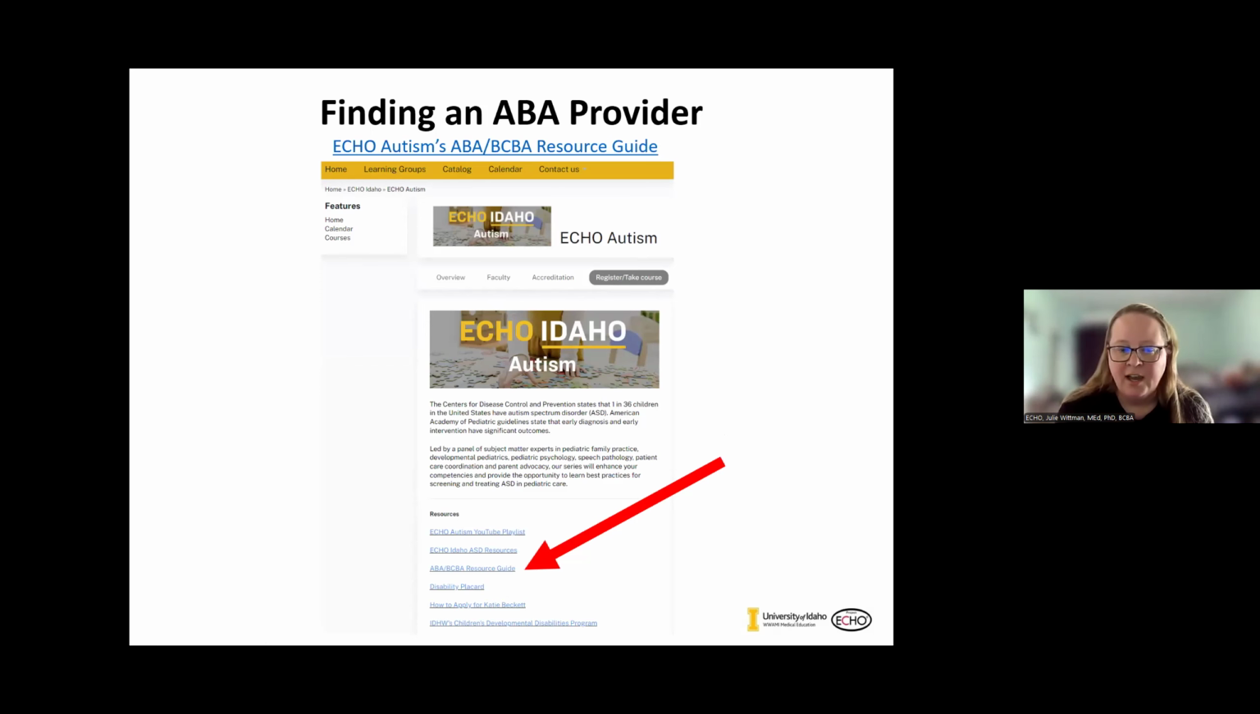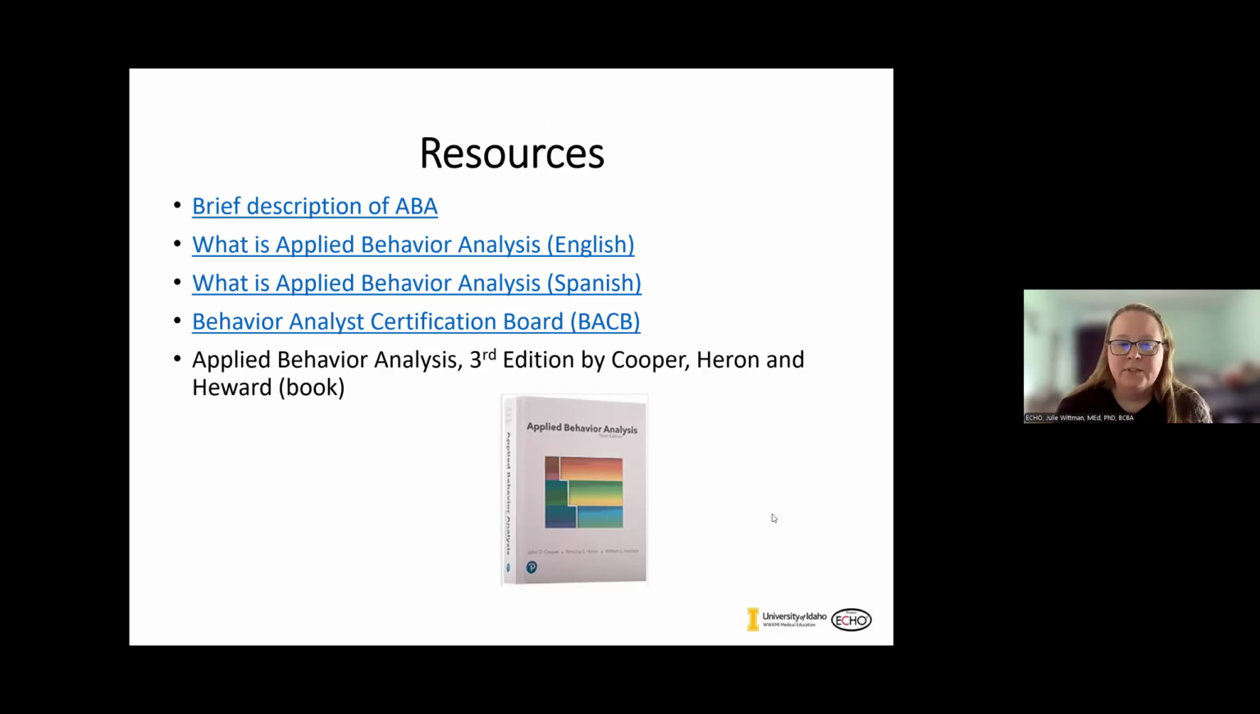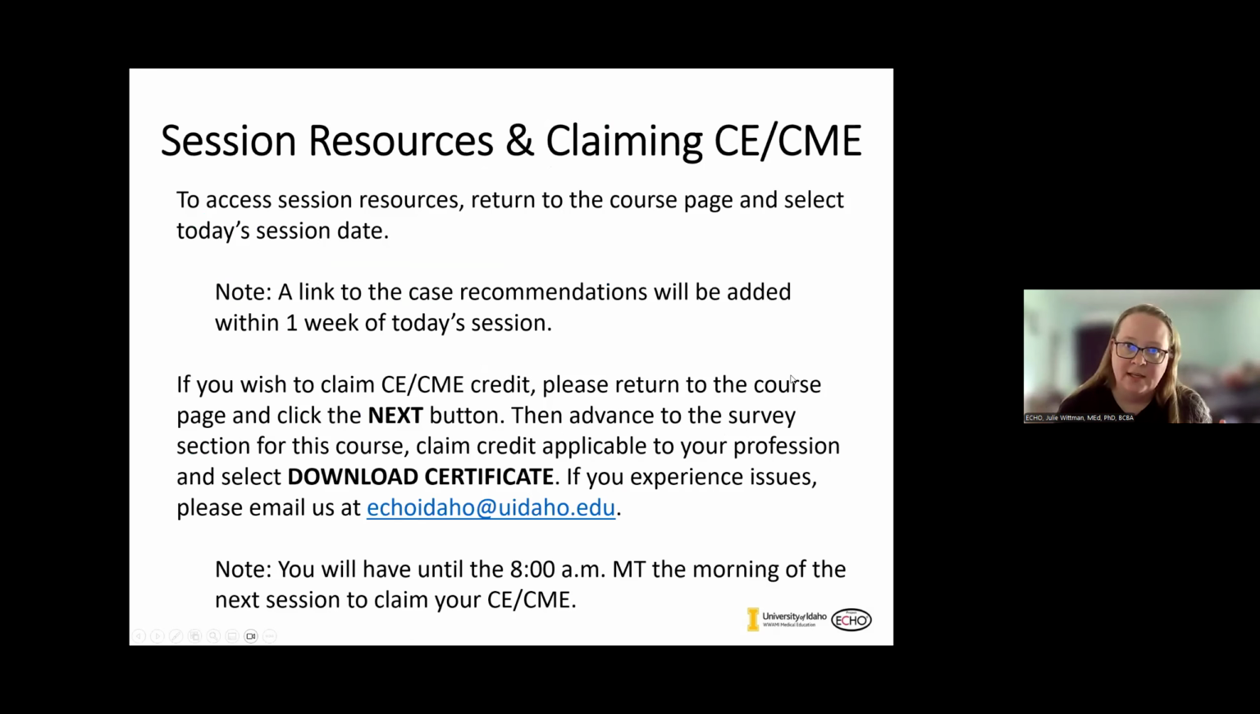I saw a question in the chat about what discrete trial is. A discrete trial is when you're sitting at the table, you would present a skill or cue the child to give you a response, and then they would give you a response, you would reinforce it. It's a lot of one-on-one at the table, kind of going back and forth, where you're targeting a specific skill, like, for example, naming letters. And so you'd present them with a stimulus, a letter, and then they would give you a response. You might prompt them.